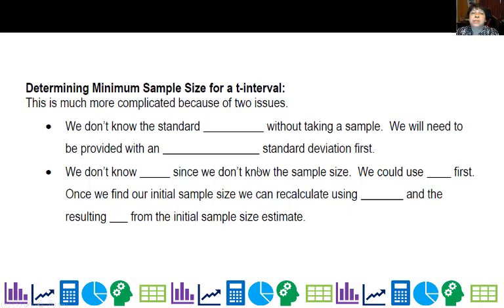Now, another thing is determining sample size for a T interval. It's more complicated. We don't know the standard error without taking a sample. So oftentimes they'll need to provide us with an estimated standard deviation first. Or you could do a pilot, take a preliminary sample and use that standard error. But since we don't normally get to do pilots in class, you'll probably get an estimated value.